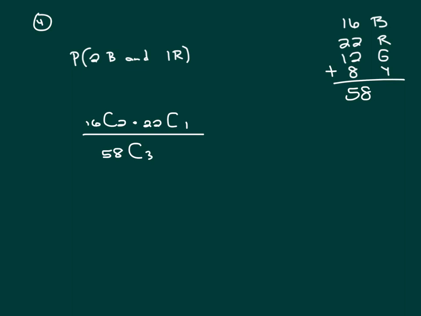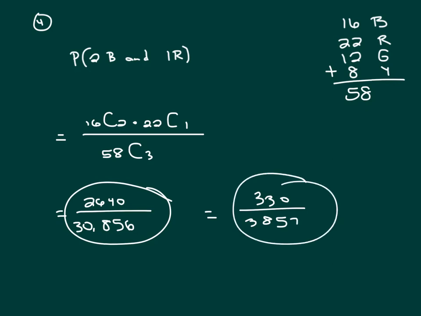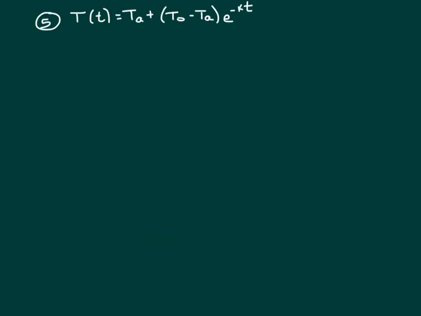Now, you could just plug this right into the calculator, and if you want to do the numerator first and then the denominator, this is what you'll wind up with. But you can leave it like that. With probability, you do not have to simplify. But if you do decide to simplify, you would wind up with 330 over 3,857.